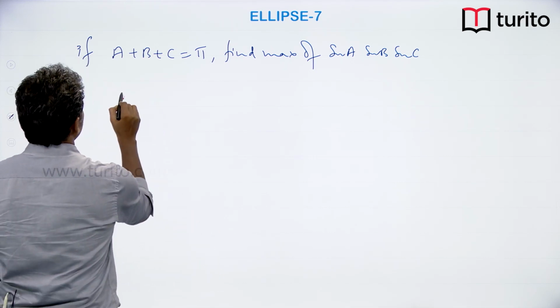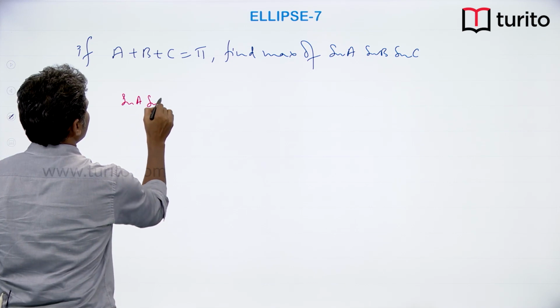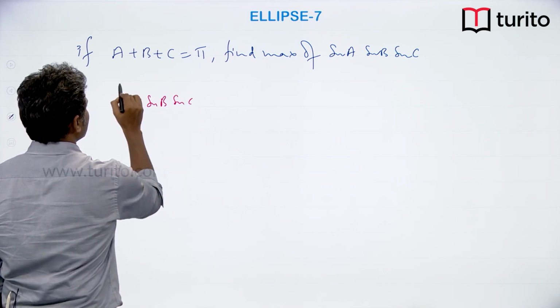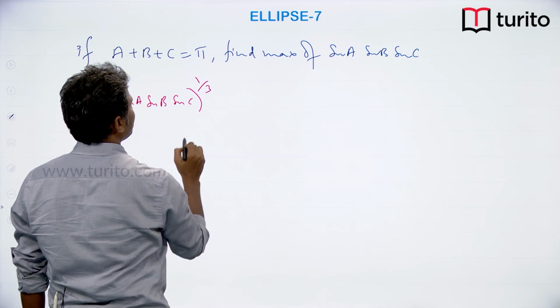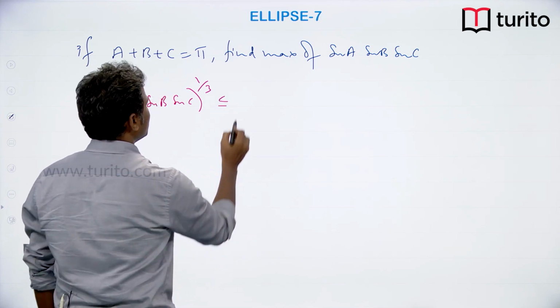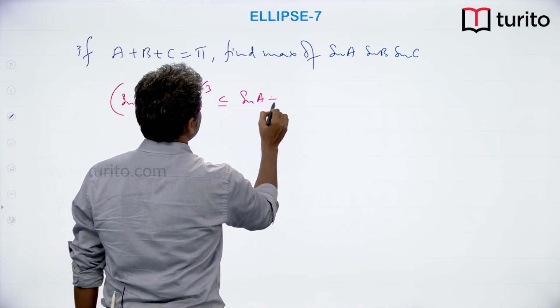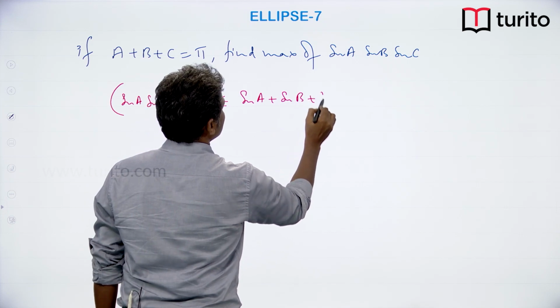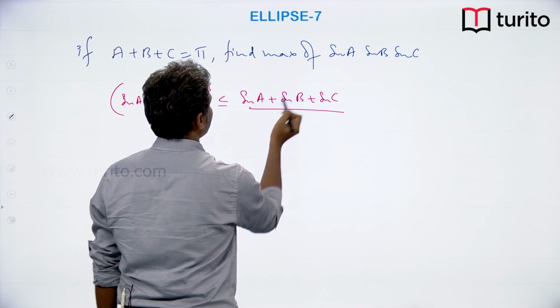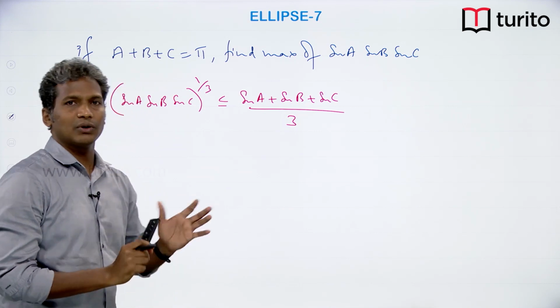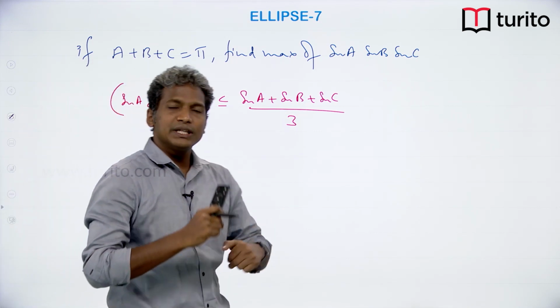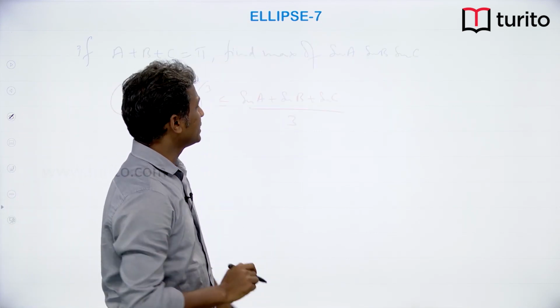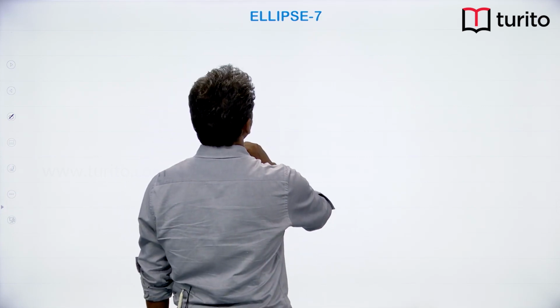So, we can say that using AM-GM inequality, (sin A sin B sin C) whole raised to 1 by 3 is less than or equal to (sin A plus sin B plus sin C) by 3. This is AM-GM inequality. Now, by using Jensen's inequality, you know Jensen's inequality. So, let me just explain it here.